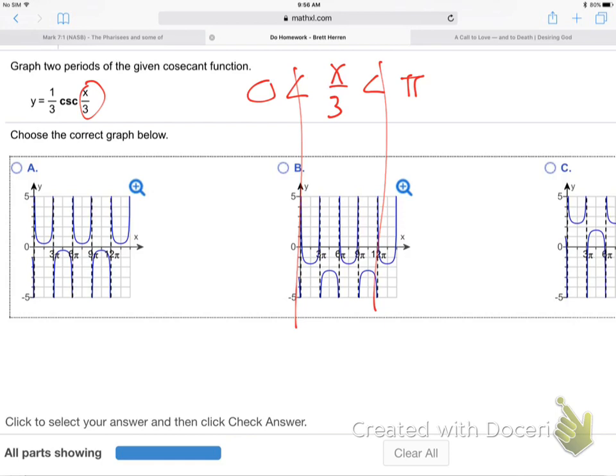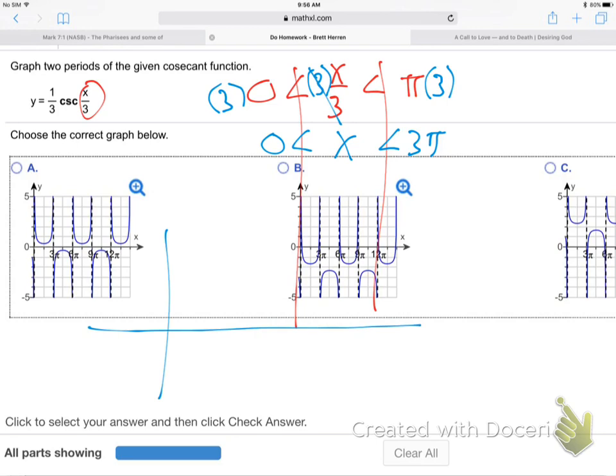X is saying what he's always saying, I want to be alone. How do we get x alone there? Multiply through by 3. Multiply by 3, multiply by 3, multiply by 3. It'll cancel. This is 3 pi. 3 times 0 is 0. Between 0 and 3 pi. So what does that mean? That means cosecant will do his first two verticals, this one anyway, between 0 and 3 pi.